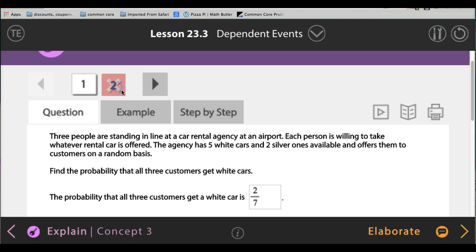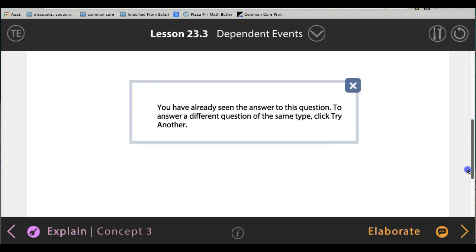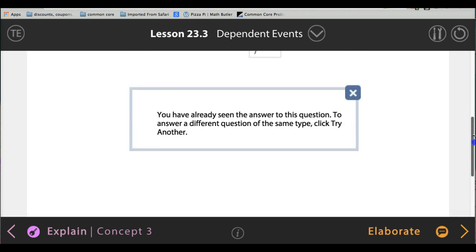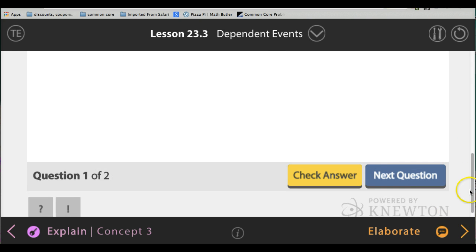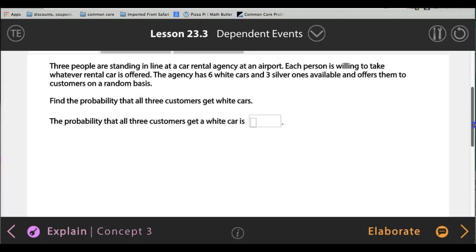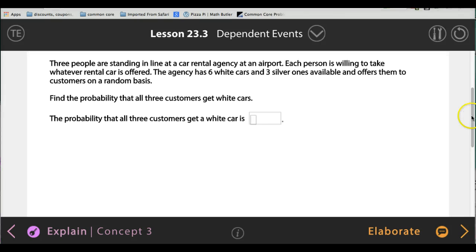Okay. Yeah, so that question is now supposed to be correct, but okay. Oh, okay. There you go. That means I was looking at the answer. So let's go ahead and try another question. There you go. This question is a little bit different.